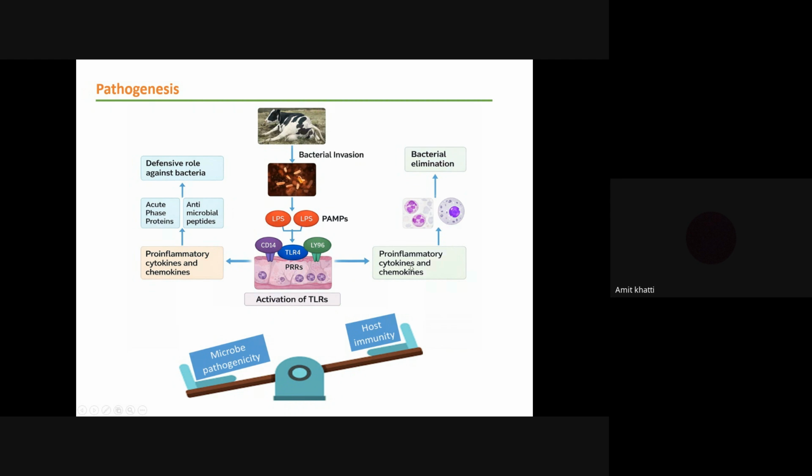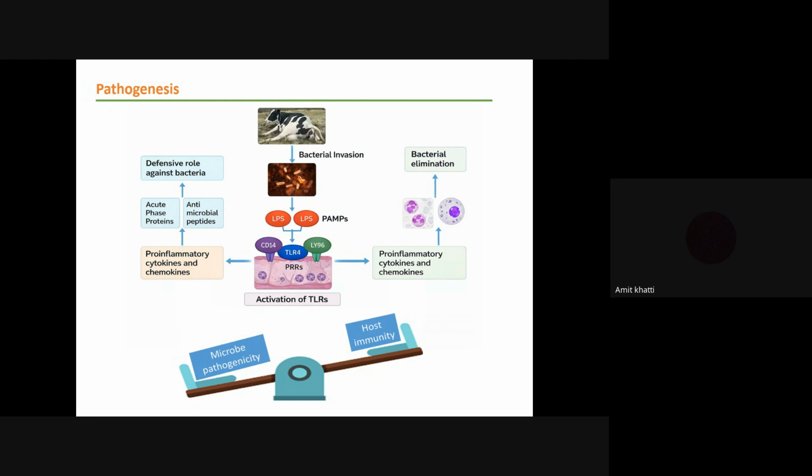Like interferon gamma, tumor necrosis factor, and various cytokines such as interleukin 6 and interleukin 10, all pro-inflammatory cytokines or chemokines. Those cytokines will chemo-attract neutrophils and other immune cells, and those cells will be helpful for bacterial elimination or neutralization. Secondly, these cytokines will also help to secrete acute phase proteins or antimicrobial peptides like beta defensin. These peptide and protein molecules will also fight the bacterial contamination.